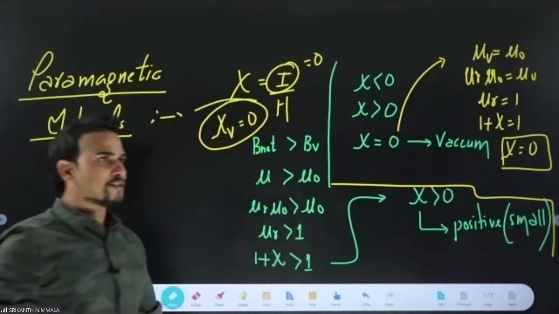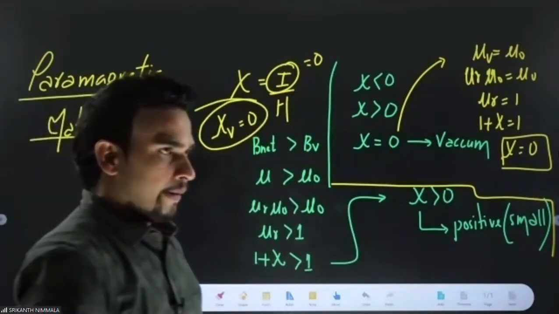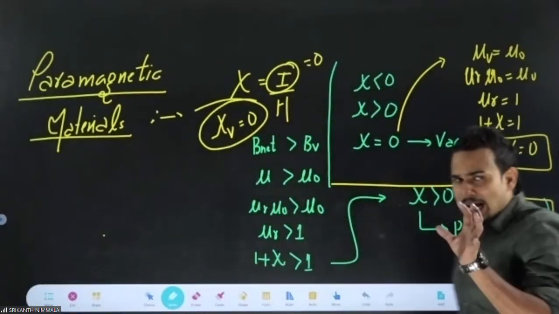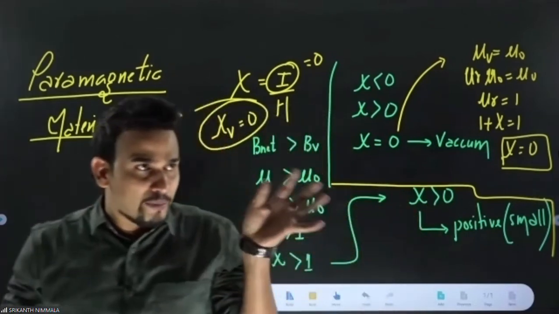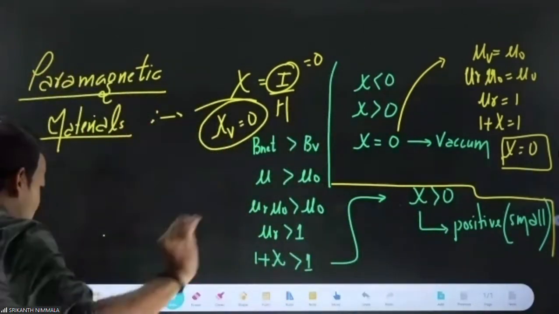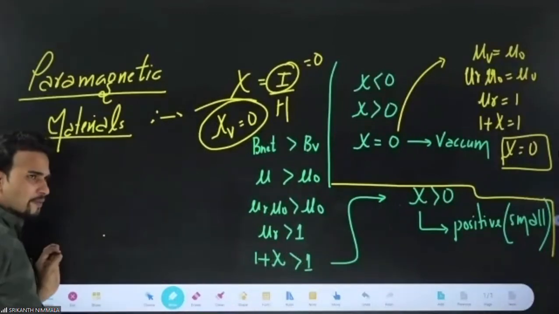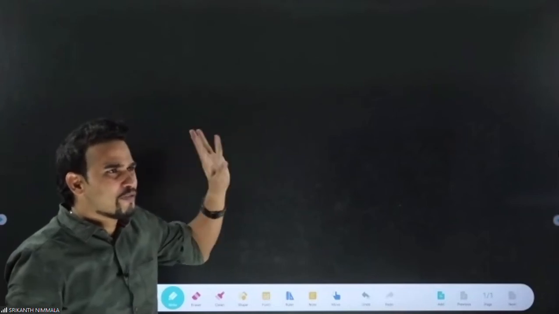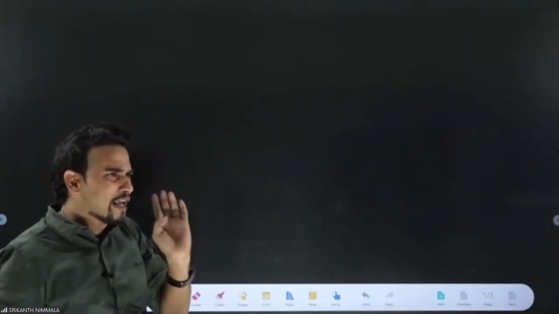You can think like this also. Now understand, I'll be talking about one last thing. Be focused. We'll talk about ferromagnetism in the next class. In the next class, we'll be talking about ferromagnetism. No problem. But before that, I will talk about one point.